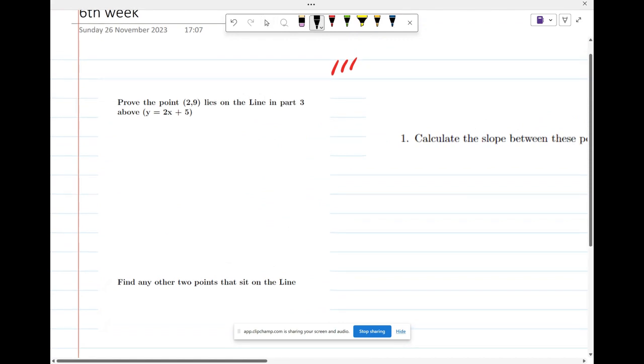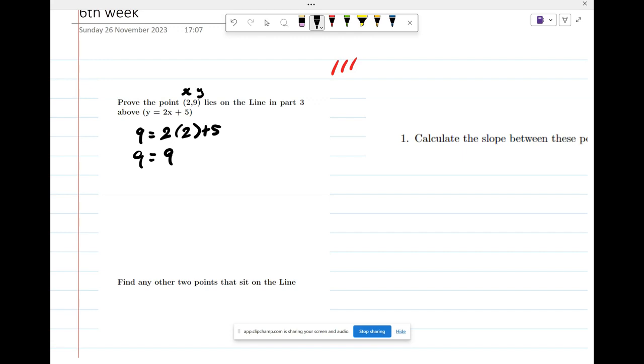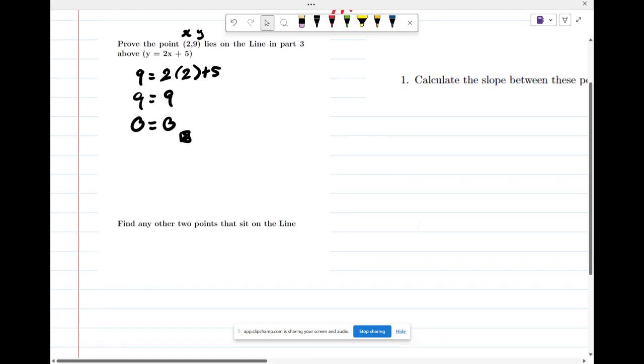It says, prove the point (2, 9) lies on the line in part 3 above, y equals 2x plus 5. To prove a point lies on a line, all you have to do is sub in the point and see if it equals 0. Here x is equal to 2 and y is equal to 9. So 9 is equal to 2 times 2 plus 5, and you can see that 9 is equal to 9, 0 is equal to 0. So the point is on the line.